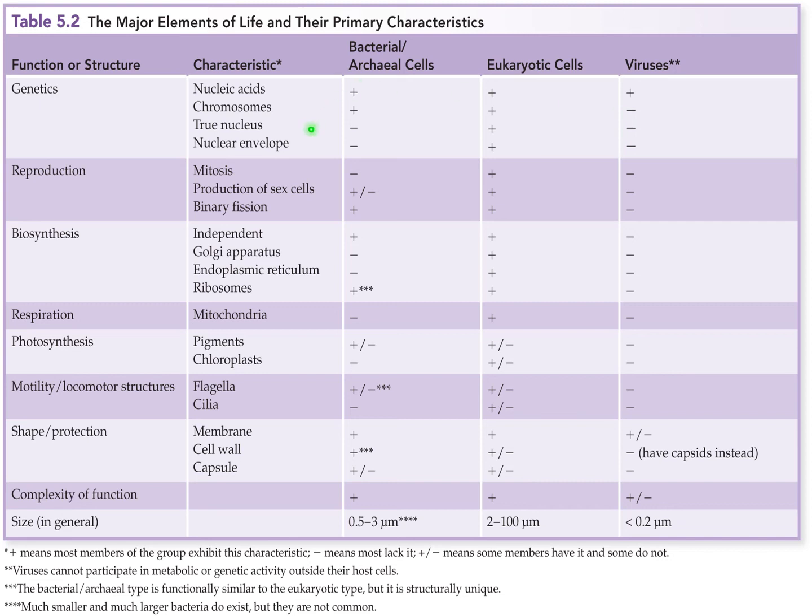Okay. Is there a true nucleus? Only in eukaryotic cells. That's because they are the only ones that have the nuclear envelope or nuclear membrane. Eukaryotic cells reproduce by mitosis. They also produce sex cells, whereas the bacterial and viral cells primarily do not, even though there are a few archaeal cells that may actually do sexual reproduction.